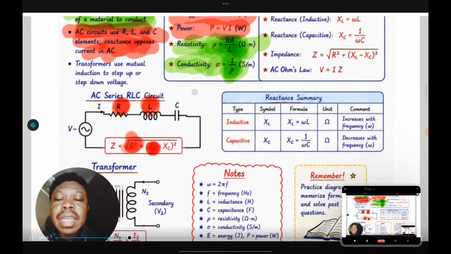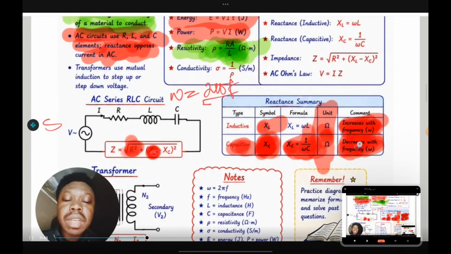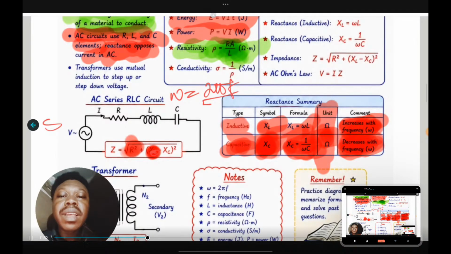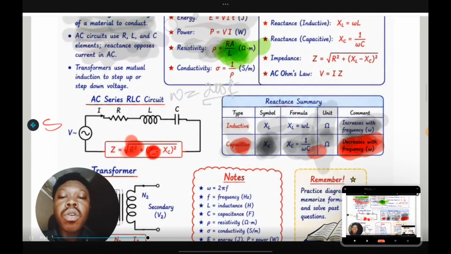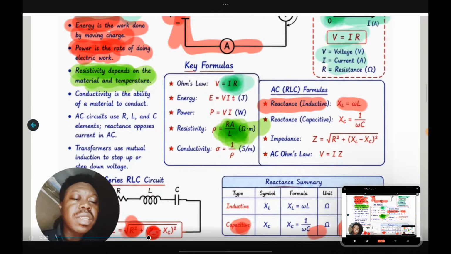And in doing that, your frequency is involved. If you look at this table here, take note of the differences between inductive and capacitive reactance. This can come out in your OBJ. So I take you back to this part. Watch, reactance inductive gives you this, reactance capacitive gives you this, and then impedance Z gives us this.